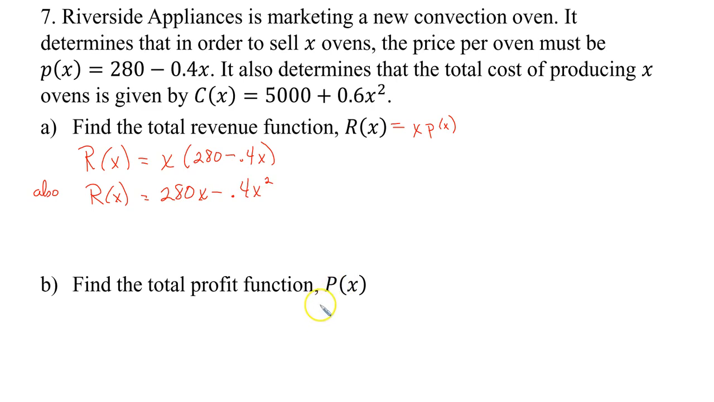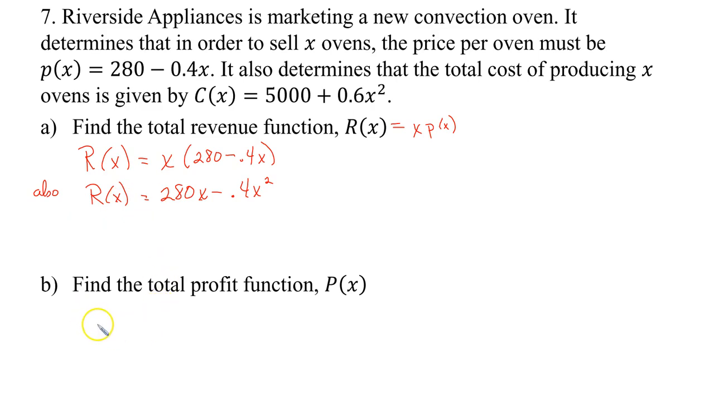We're going to need to find the derivative eventually, so right now I would probably do that just because it makes it a little bit easier to find the derivative later on, but you certainly don't have to. So, but we are going to be using this 280X minus 0.4x squared, or you can use the product rule to find that derivative in a minute.